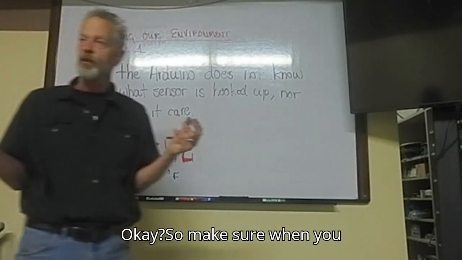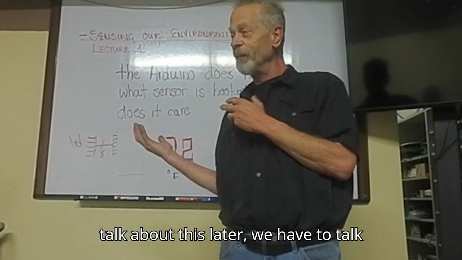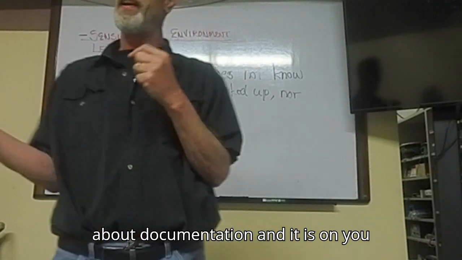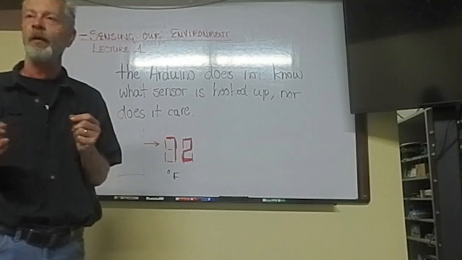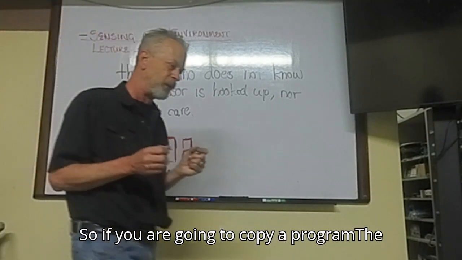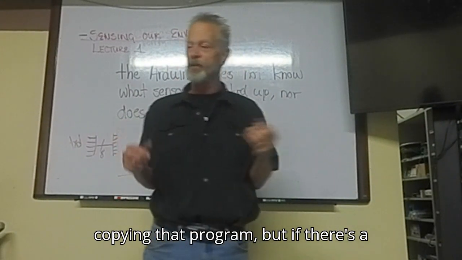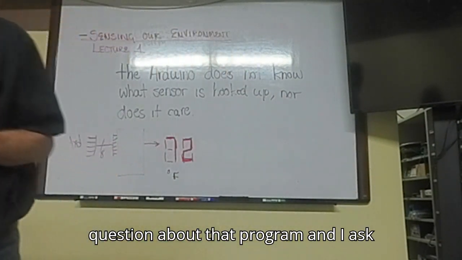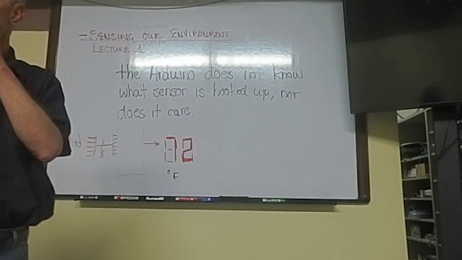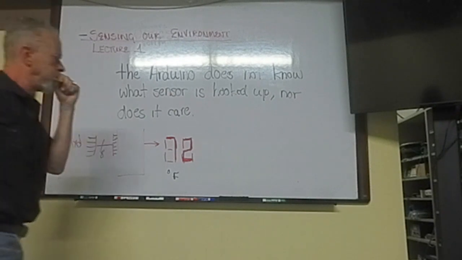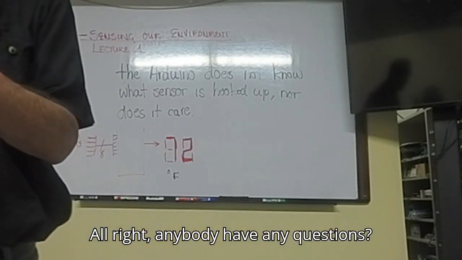So make sure when you write these programs that, and we'll talk about this later, we have to talk about documentation, and it is on you to understand how these programs operate. If you're going to copy a program, the deal we have is that I'm okay with you copying that program, but if there's a question about that program and I ask you that question, I would expect that you know the answer. Okay, does that seem reasonable? All right, anybody have any questions?